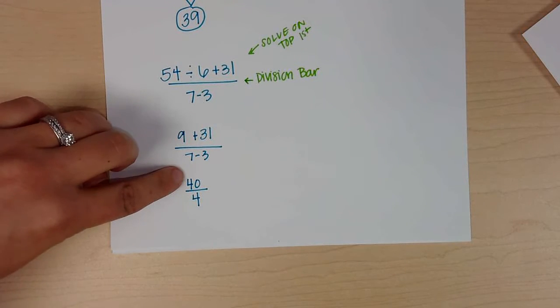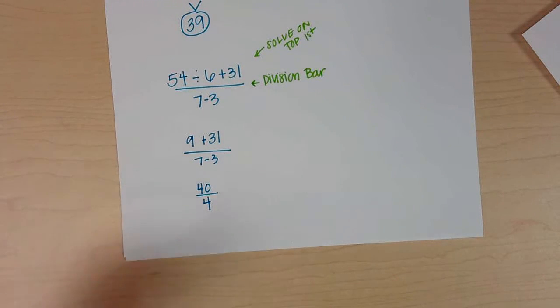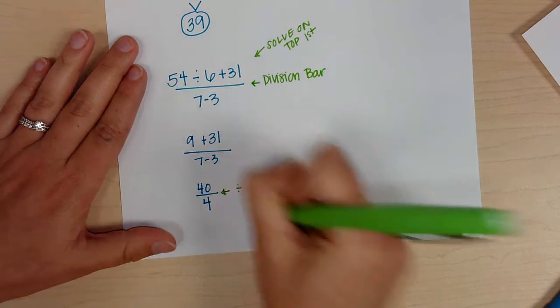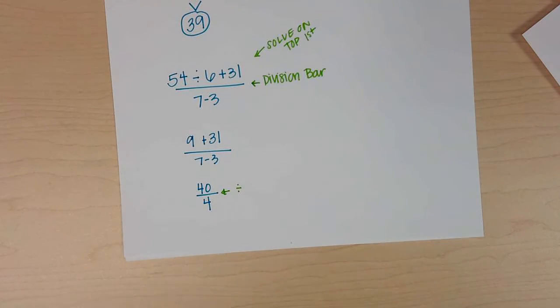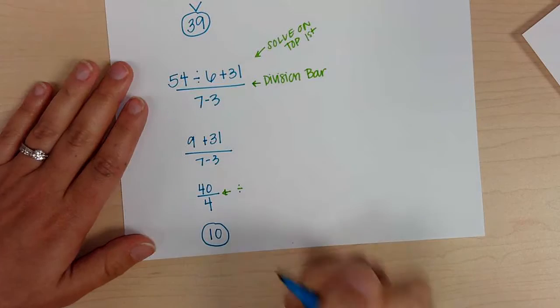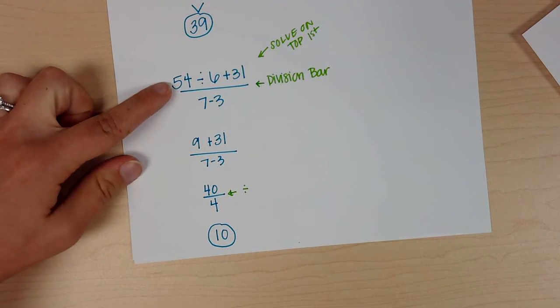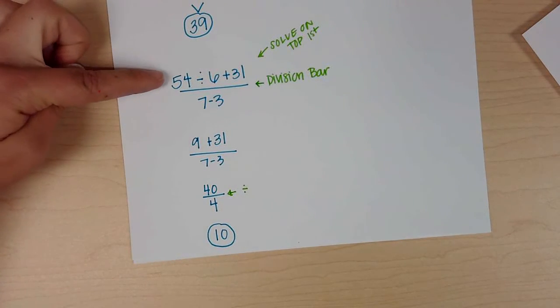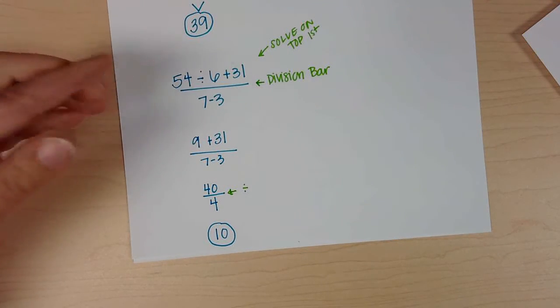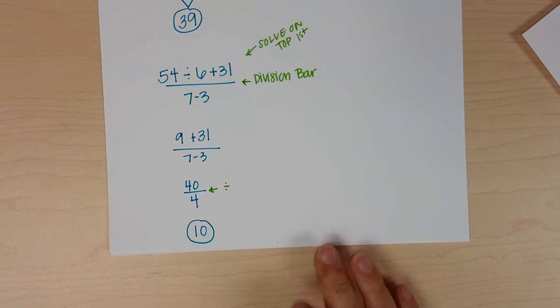Now I'm left with one value on top, one value on the bottom. Essentially what I'm doing is simplifying, right? So I need to divide now. That bar tells me to divide. So 40 divided by 4 is 10. So the value of this expression is 10. Again, we saw evaluate everything on top, evaluate everything on bottom, and then divide the two numbers.